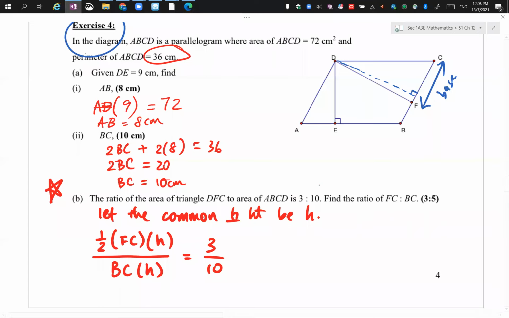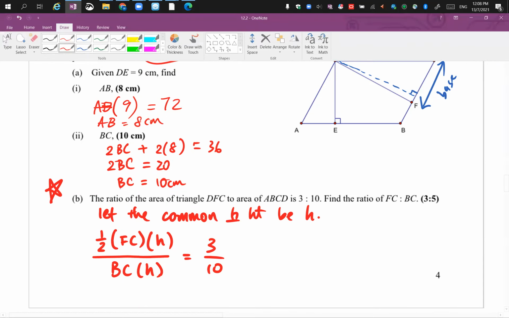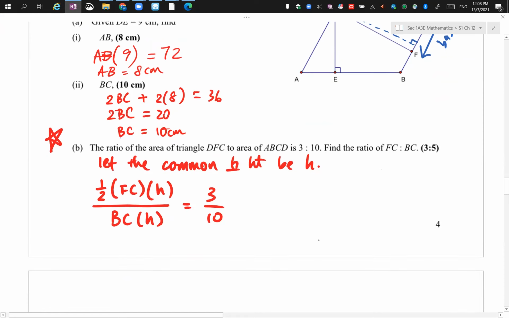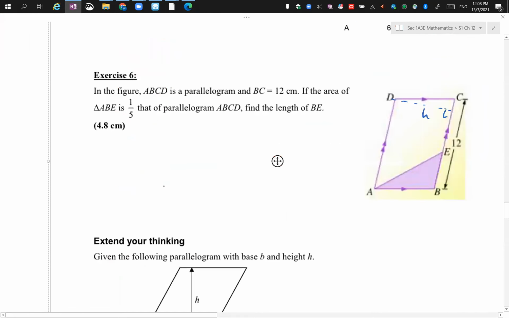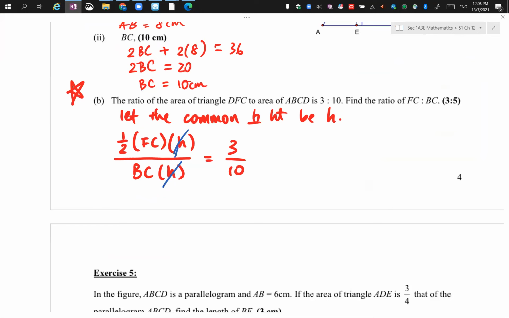Now look closely at your ratio, or look closely at your fraction. H over H. Cancel lah. Right? We can cancel. It doesn't matter what the value is. It is common. We are going to divide it away. I don't care what the value is. It wasn't given to us. It doesn't matter because it is the same. That was what we set out to do. And now our fraction on the left-hand side is half FC over BC.